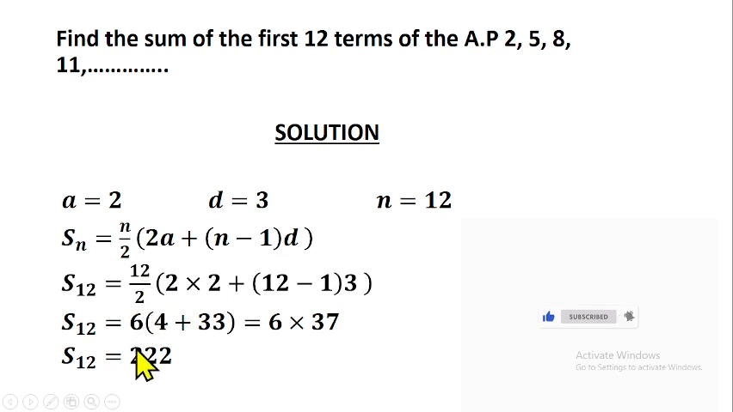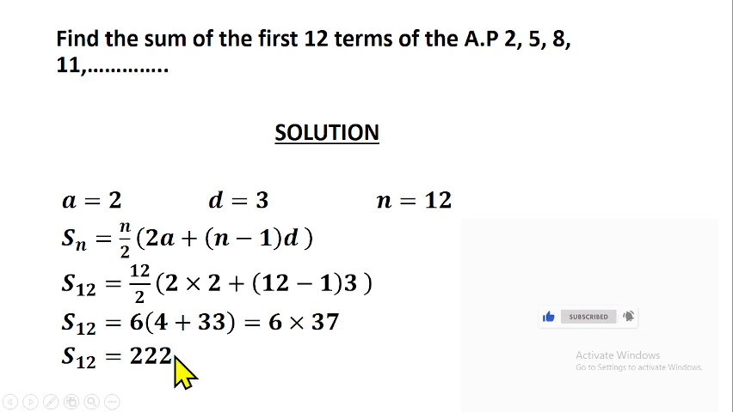So 12 divided by 2 gives us 6. 2 times 2 gives us 4. 12 minus 1 is 11, times 3 gives us 33. 33 plus 4 gives us 37, times 6 will give us 222. So that means when you continue this sequence to the 12th term and you add all the numbers together, you are going to get 222 as your answer.